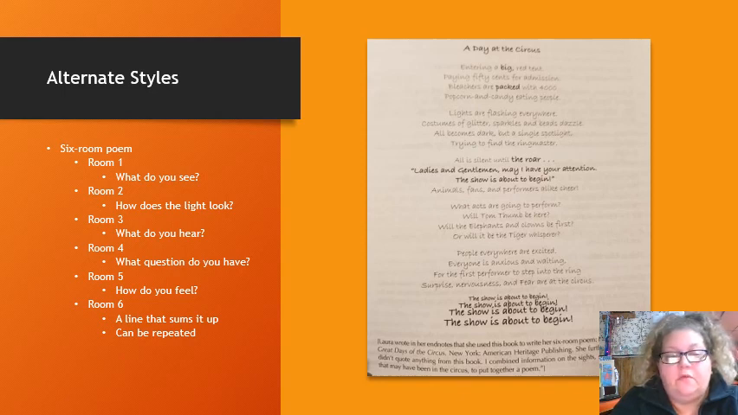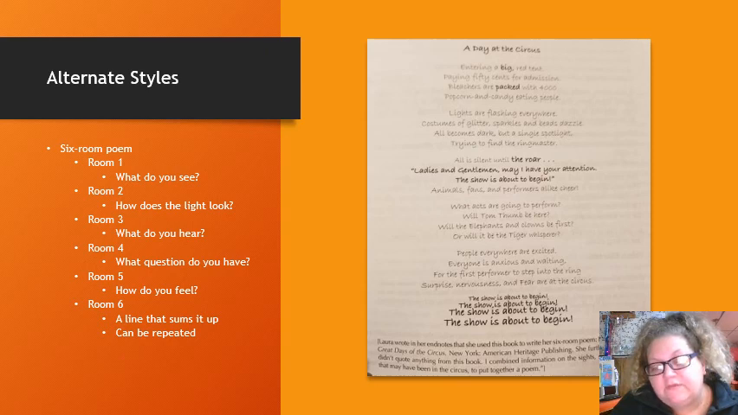Then room 4, what question do you have? And she writes, what acts are going to perform? Will Tom Thumb be here? Room 5, how do you feel? And in this stanza, number 5, she doesn't just describe how she feels, but how everyone feels. And you can kind of just feel the same thing. Everyone's anxious and waiting. And room 6, or stanza 6 of this poem, you're going to write a line that sums it up.